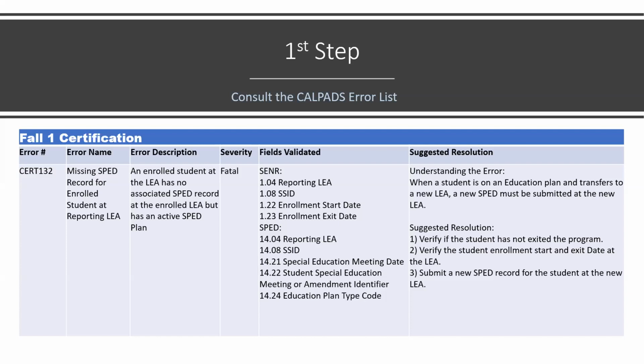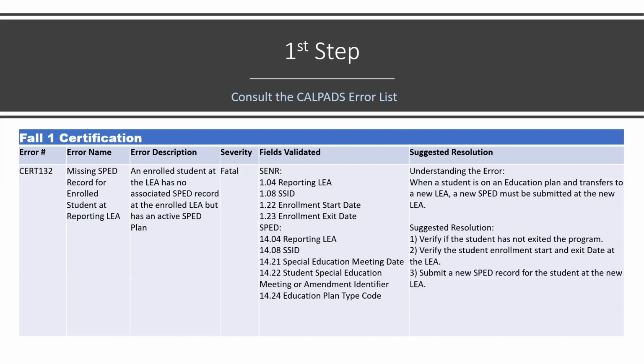An enrolled student at the LEA has no associated special education program record at the enrolled LEA, but has an active SPED plan. So that last part of the problem description is very helpful. Has no associated SPED record at the enrolled LEA, but has an active SPED plan. So you have to ask yourself, how does CALPADS know it has an active SPED plan, or what is an active SPED plan, okay?